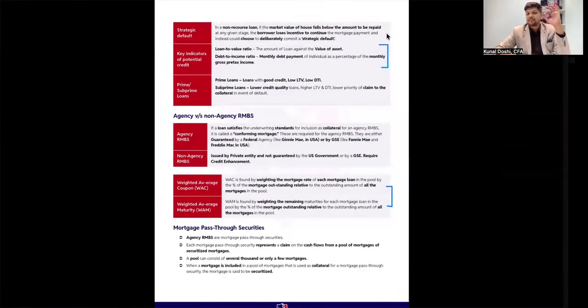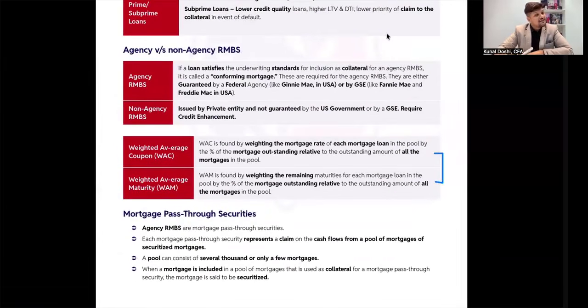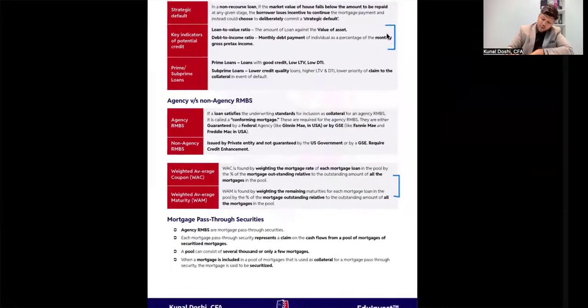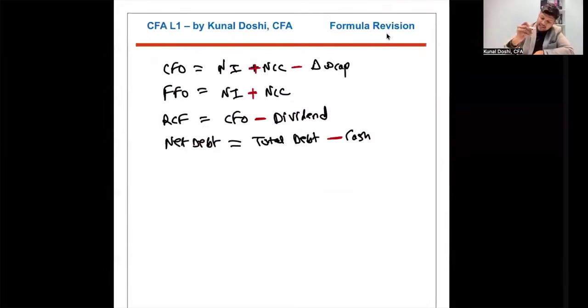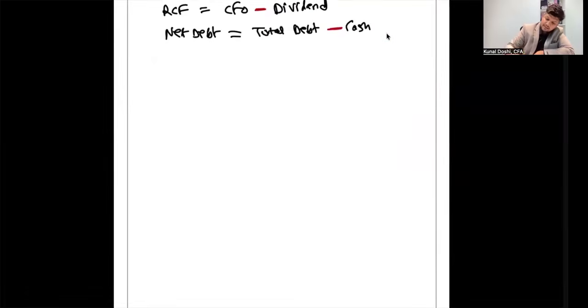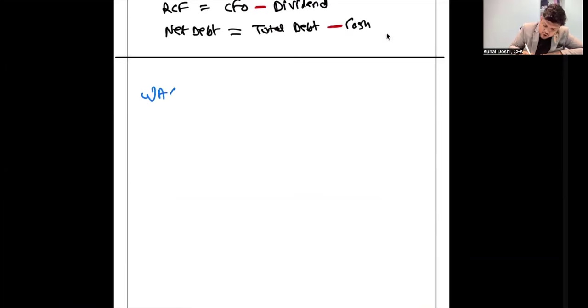All good, everyone? All of them do not have a formula, but there is some discussion, not calculation, but I will discuss weighted average coupon and weighted average maturity. And some ratios. These are not formulas but ratios. So now in securitization, we are going to discuss the ratios. So what is weighted average coupon and weighted average maturity?